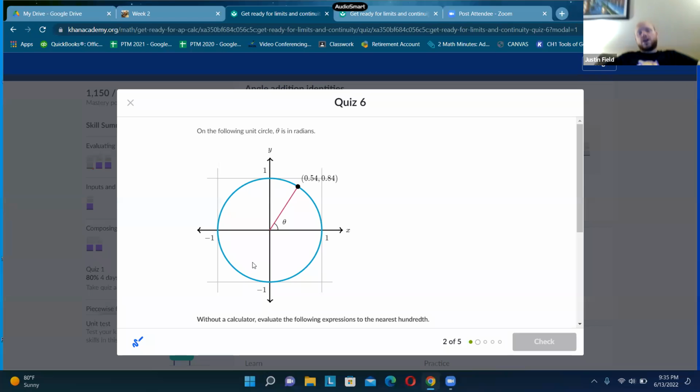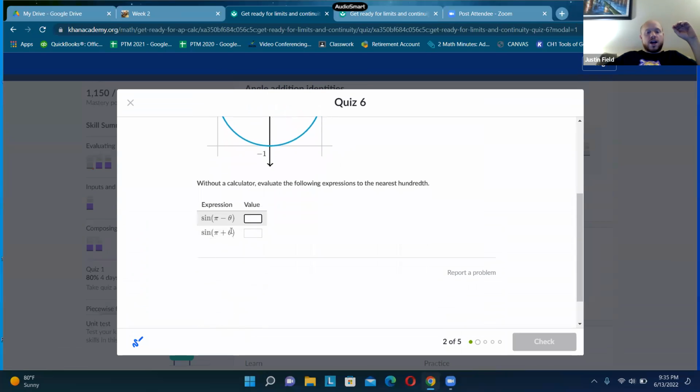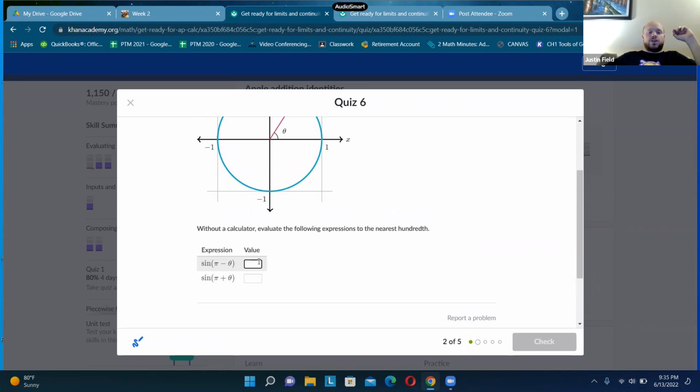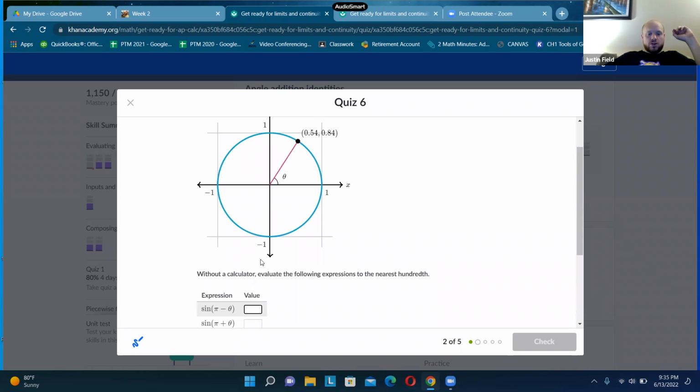All right, so let's think about this. It's been years since I've done this. Without a calculator. Okay, so sine of pi minus theta, sine of pi plus theta. Pi is 180 degrees, you know? And so 180 degrees is like that, right?